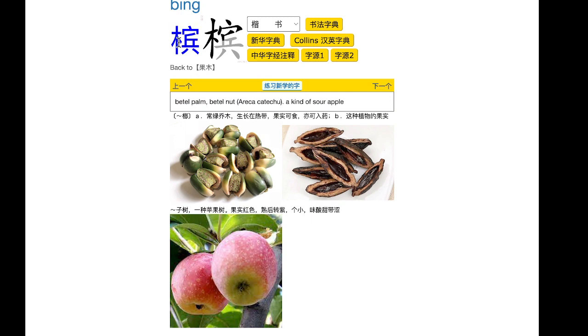But bing, this character is also used for bingzi. Bingzi is a type of this small sour apple. Kind of sweet and sour little apple variety. It's called bingzi.